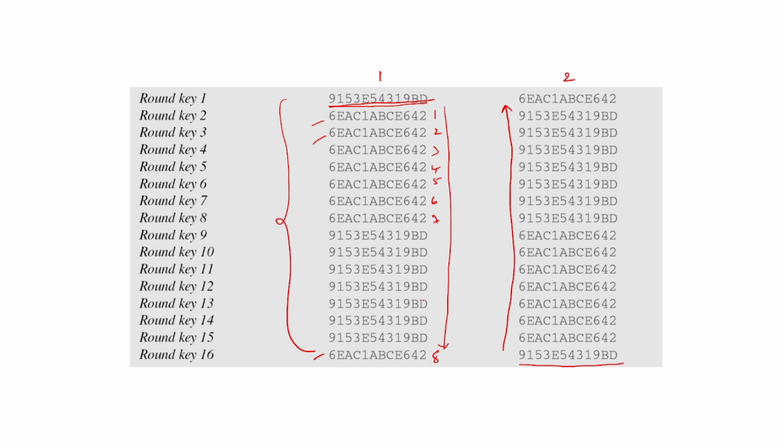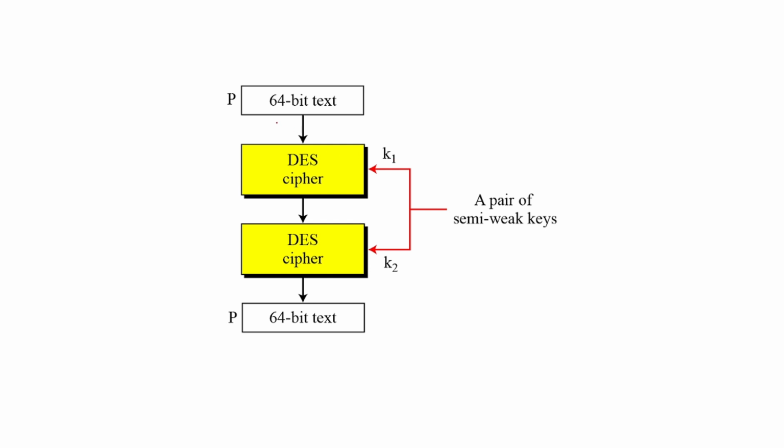And here also, if you apply the cipher 2 times using a semi-weak key pair K1 K2, so K1 K2 are the 2 semi-weak keys under a single pair, you will get the same plain text. That is the drawback of semi-weak keys.